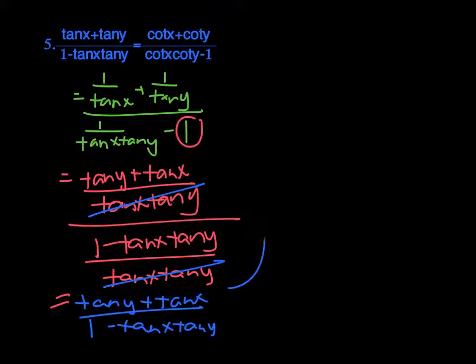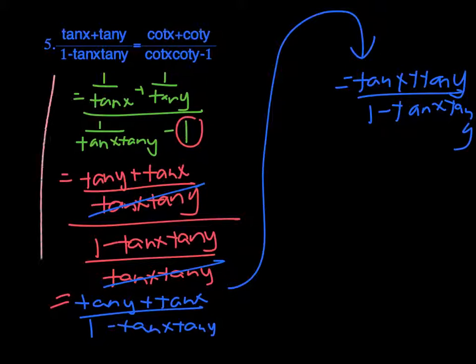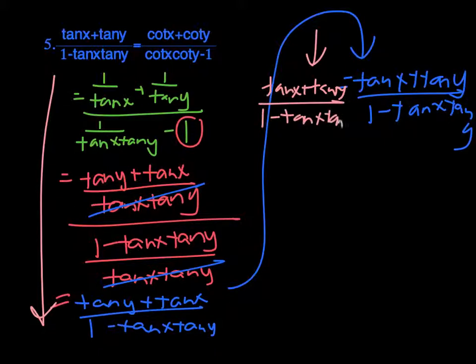And tangent y plus tangent x is the same thing as tangent x plus tangent y. And then 1 minus tangent x tangent y. So as long as you keep track of all of your work, it equals tangent x plus tangent y over 1 minus tangent x tangent y. So I'm going to keep the left side the same.